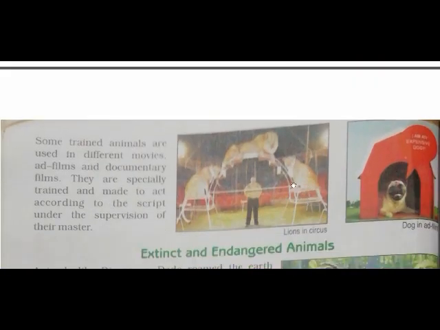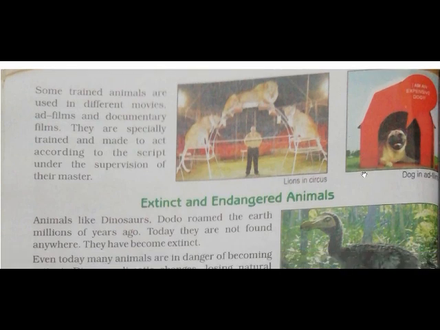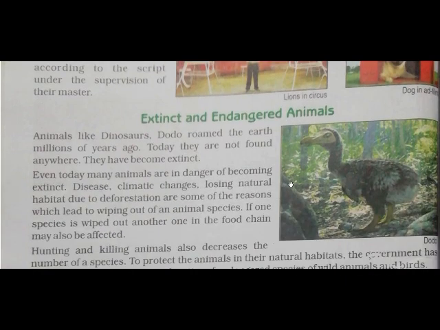money. Some trained animals are used in different movies, ads, films and documentary films. They are specially trained and made to act according to the script under the supervision of the master. As you can see in the picture, lions are sitting in this ring. Now dog in the ad films, you can see that is very popular. This is a very popular ad you can see in the Vodafone, this ad. So this dog is also trained in such a way.